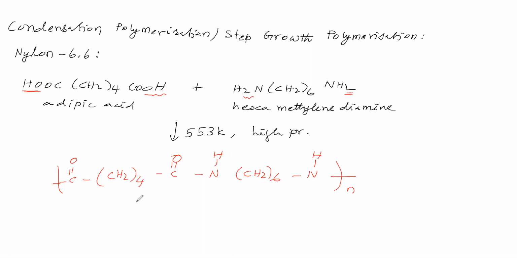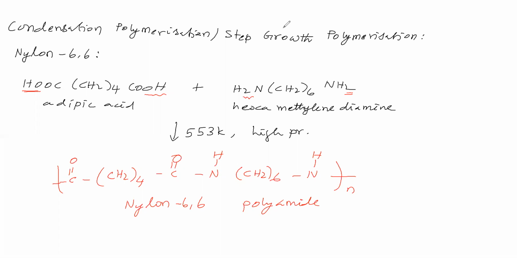This is called nylon 66, because adipic acid has 6 carbons and hexamethylene diamine also has 6 carbons. Then this is a polyamide, because the functional group here is amide, CONH. Therefore, it is a polyamide, and the name is nylon 66.